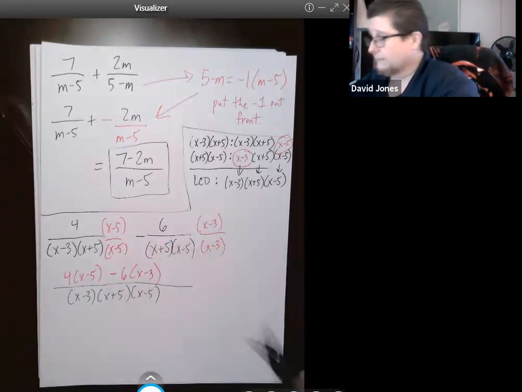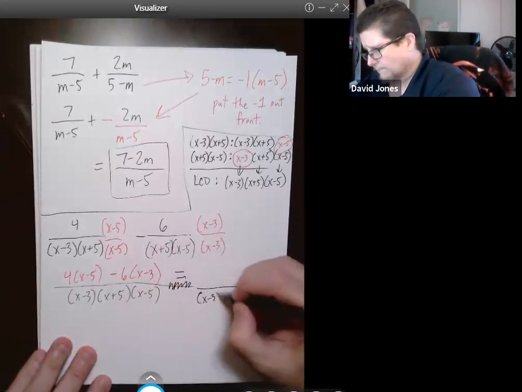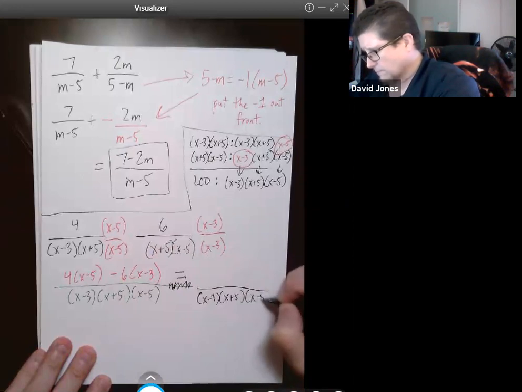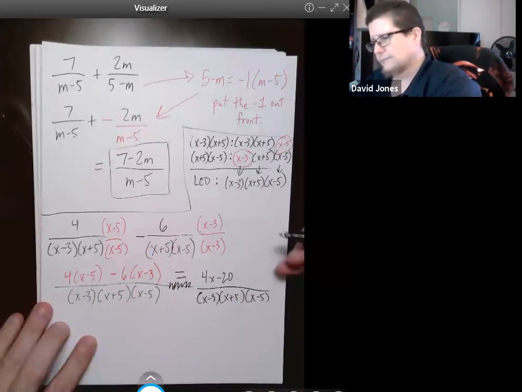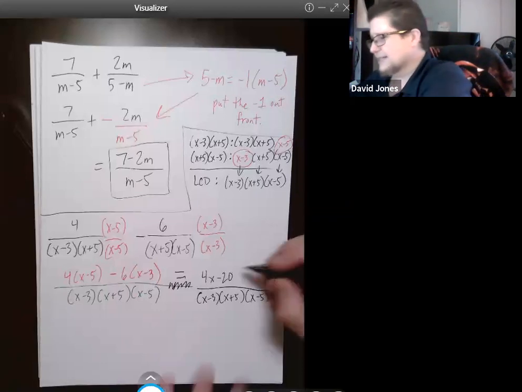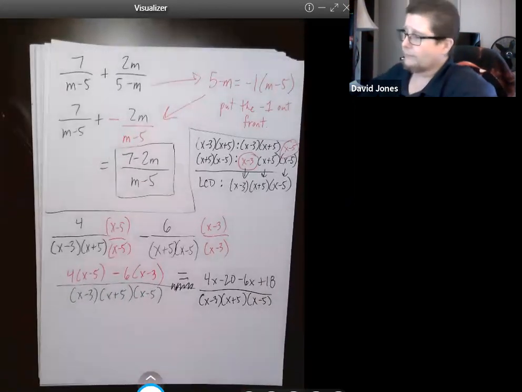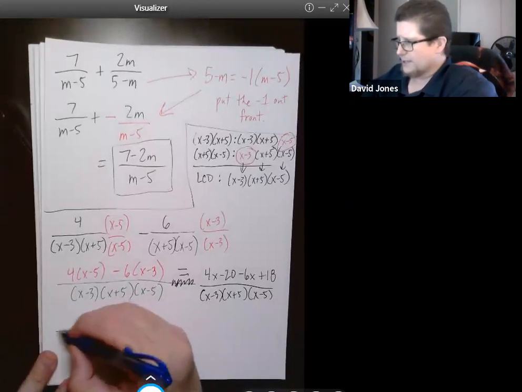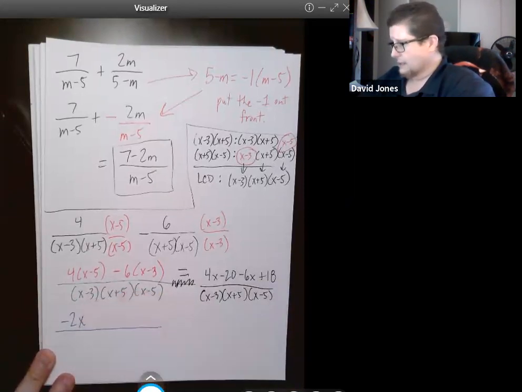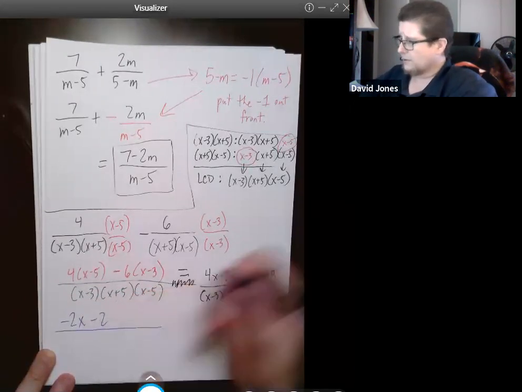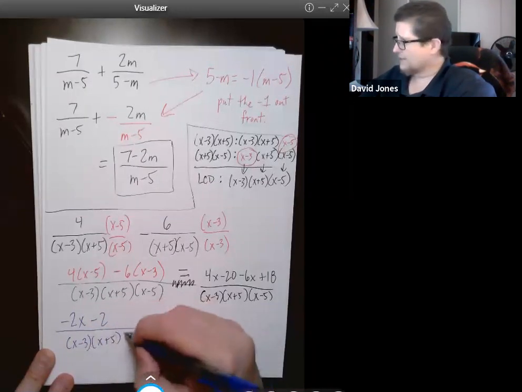So if we do that, the bottom is still the same. Four times x is 4x. 4 times -5 is -20. -6 times x is -6x. -6 times -3 is plus 18. Combining like terms, 4x minus 6x is -2x. -20 plus 18 is -2. The bottom is still x minus 3, x plus 5, x minus 5.